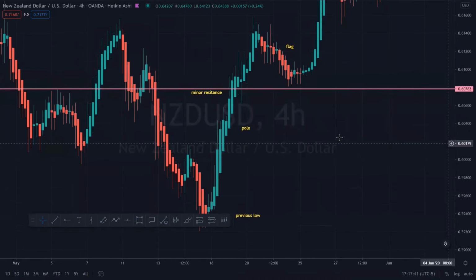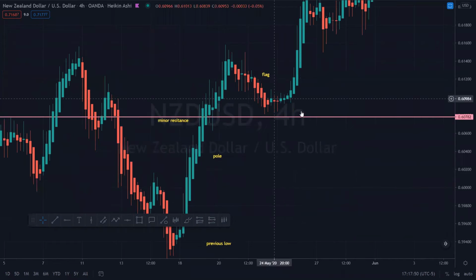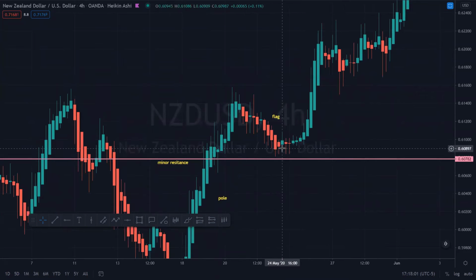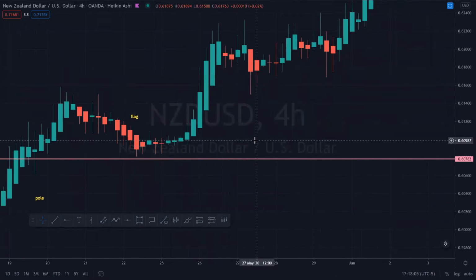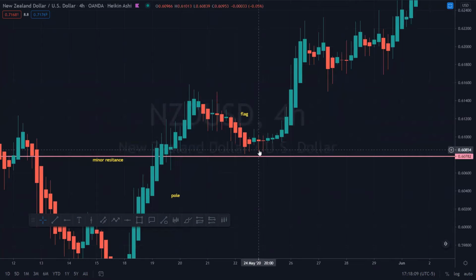And how do I know that it's time? I think Renee asked this question: how do you know when the flag has ended and it's time to continue up? You look at the flag coming on, you see how the bodies of these candles are big? Notice when it's time to retrace, the body of the candle starts to get smaller.